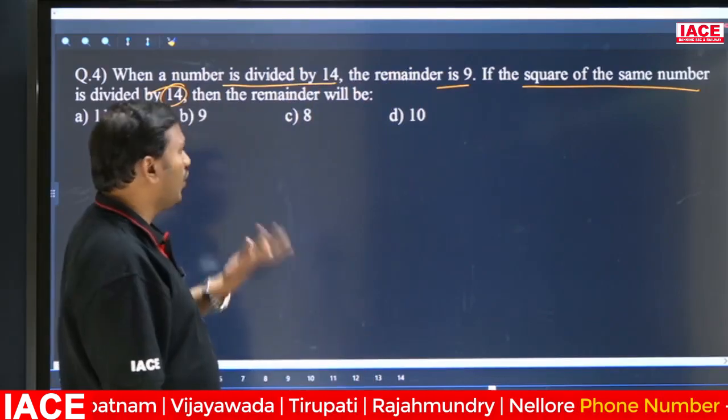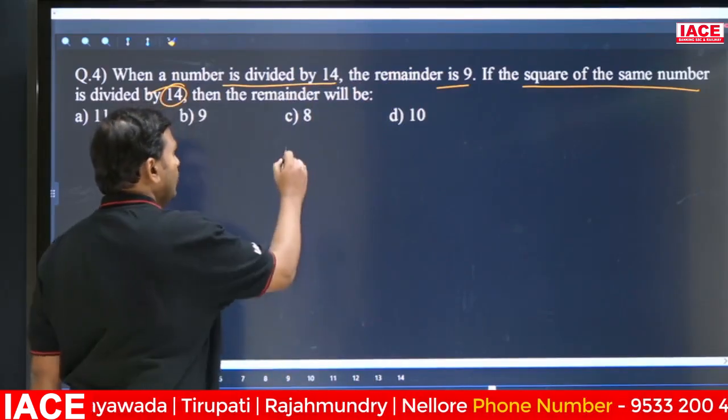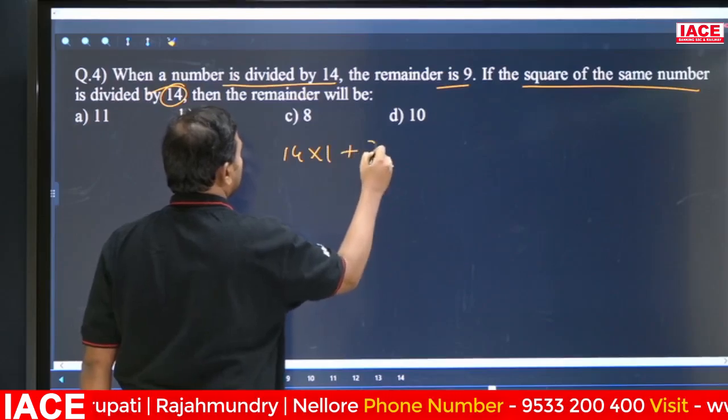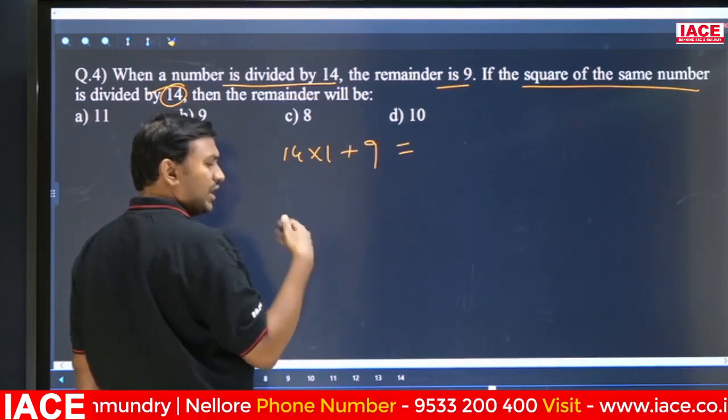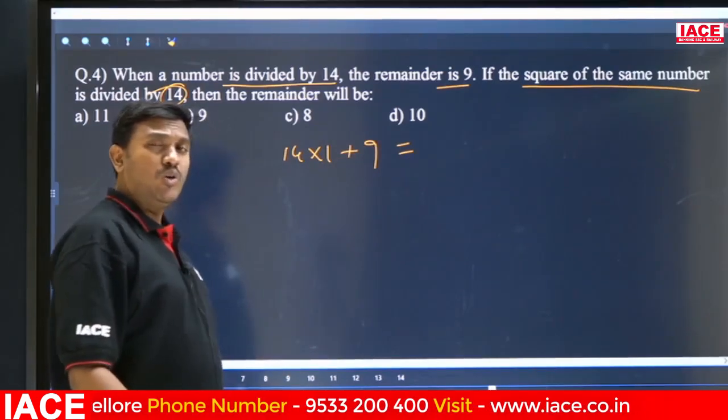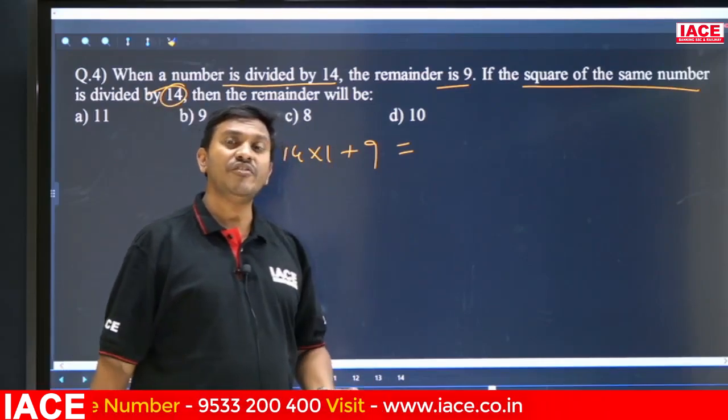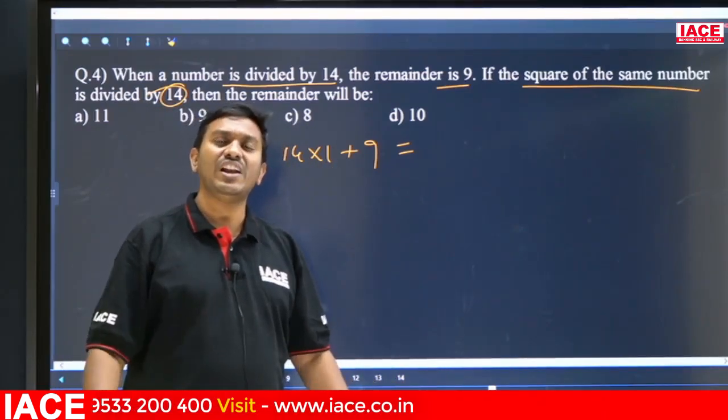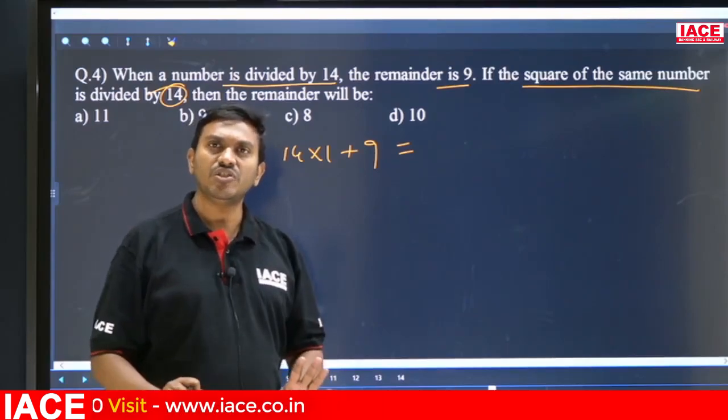That means simply you take 1: 14 into 1 plus 9. So this is the number. So many numbers we will get, right? Instead of taking n, I am taking 1 value. With 1 value I am taking it, instead of taking n, I will take 1 and do it.